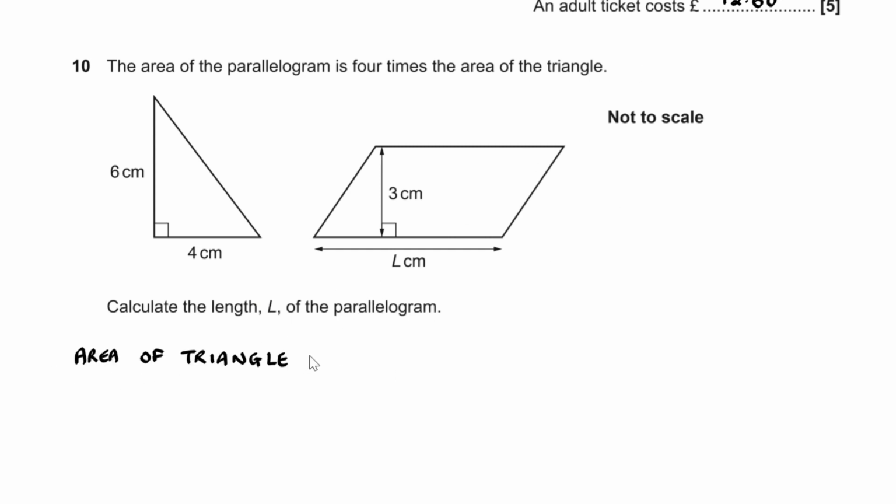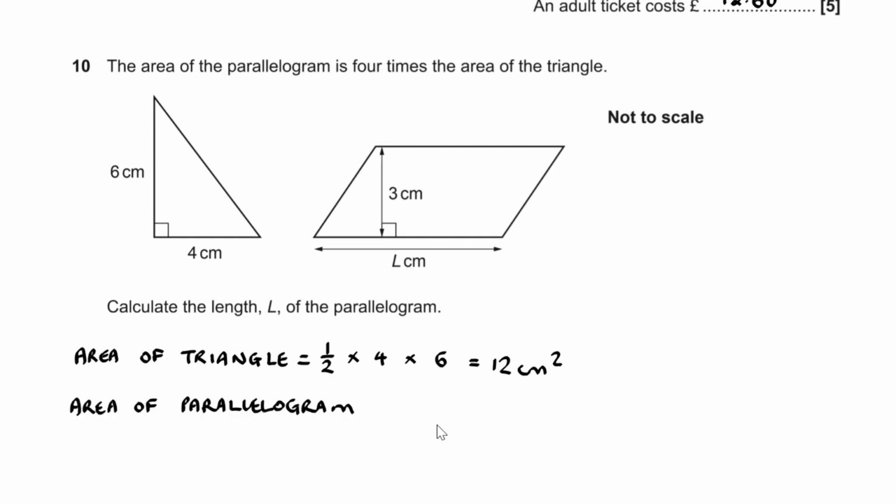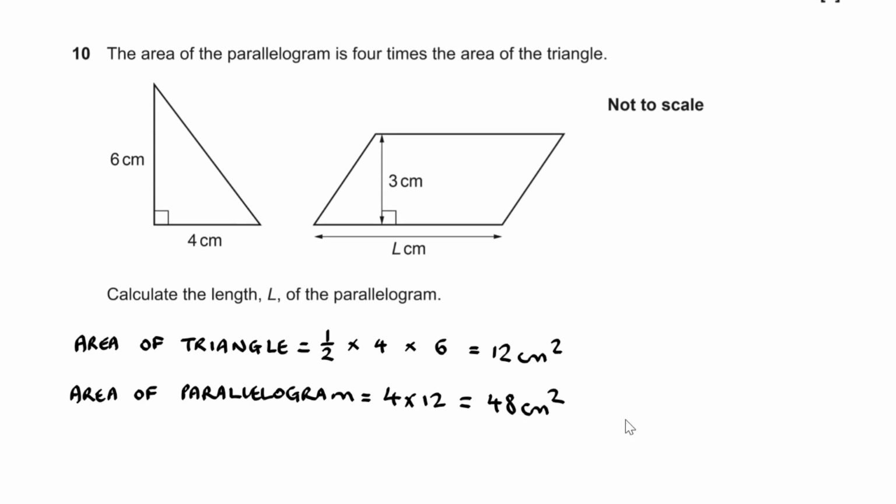So for the area of a triangle, we've got 1/2 times by 4 times by 6. In total here we would get 12 centimeters squared, and we're told that the area of a parallelogram is 4 times the area of the triangle, so the area of a parallelogram, that's equal to 4 times by 12, which is 48 centimeters squared.